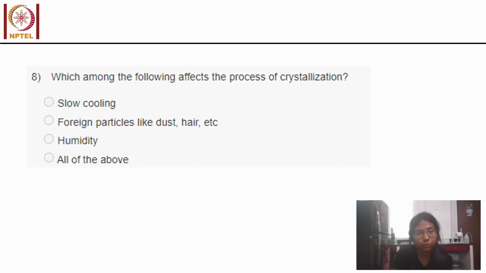And humidity also affects. How can humidity affect? Suppose you are making crystals in the month of, say, December, which is very cool and the air is dry. I'm talking about our country. The weather is kind of dry compared to, say, the month of July, where it is the rainy season here and the air is very much humid, right?